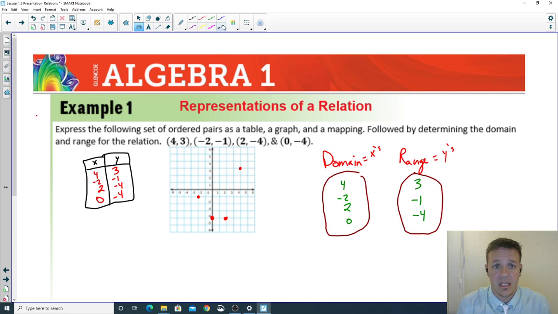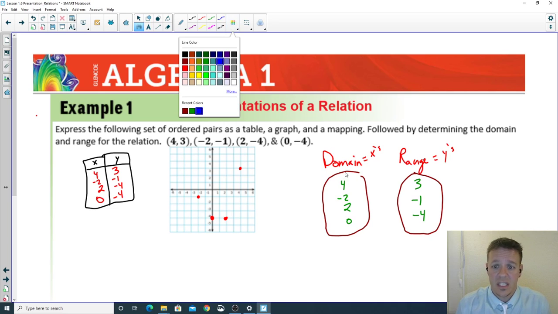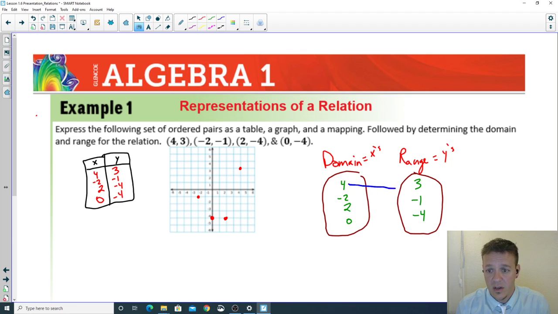Now, a mapping consists of one last little piece, which is connecting the line. So we know that this point here is 4, 3. We know this would be -2. Whoops, sorry, my board flipped off of it. It'd be -2, -1. And then the last domain would be 2, -4. And it's also 0, -4.